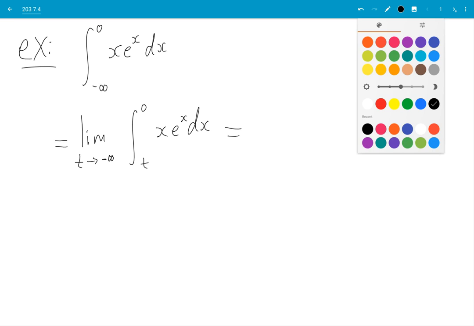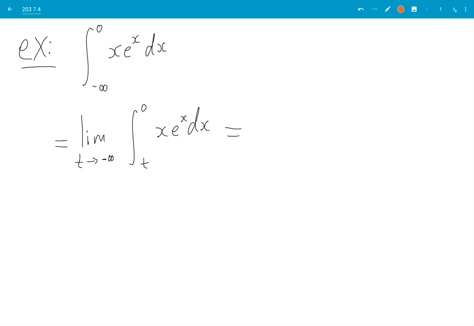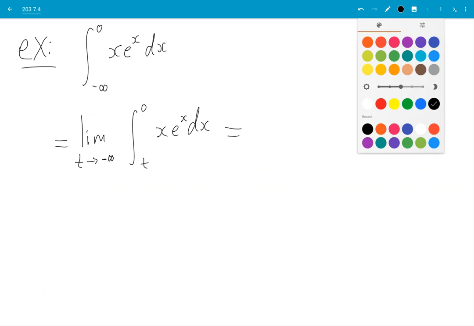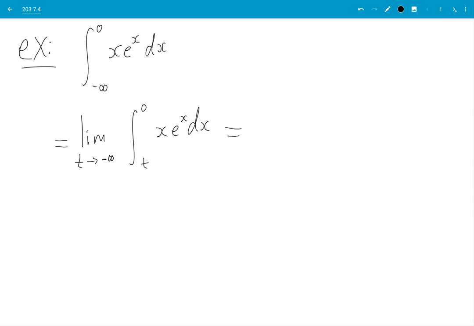Okay, I want to emphasize something. Your first step must be to introduce a limit. If you do not introduce a limit, you will lose half the marks. So it's worth repeating: use a limit in these questions, or you will lose at least half the marks.